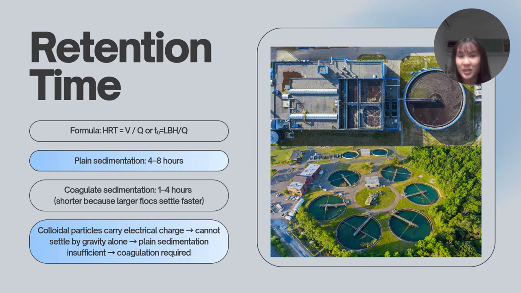Plain sedimentation usually requires 4 to 8 hours, while coagulated sedimentation only needs around 1 to 4 hours because coagulation forms larger flocs that settle faster. Colloidal particles carry electrical charges, so they cannot settle effectively by gravity alone. Therefore, coagulation is needed to combine small particles into larger flocs and improve sedimentation efficiency.